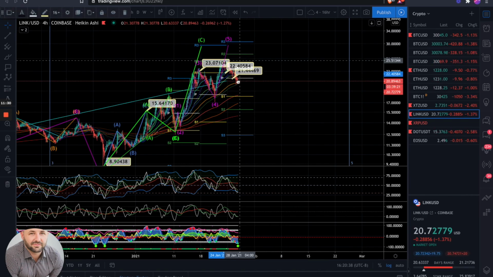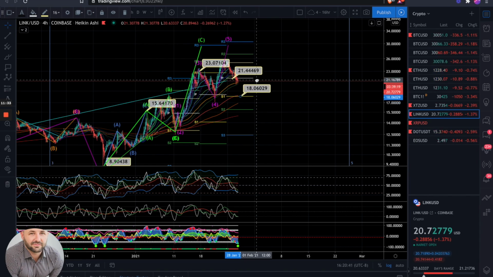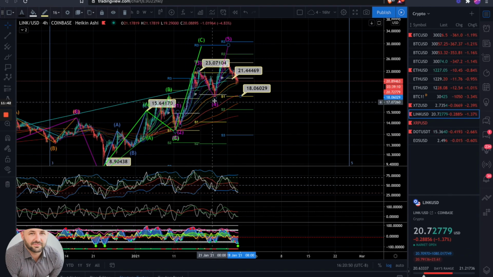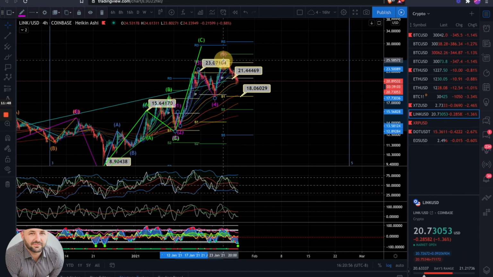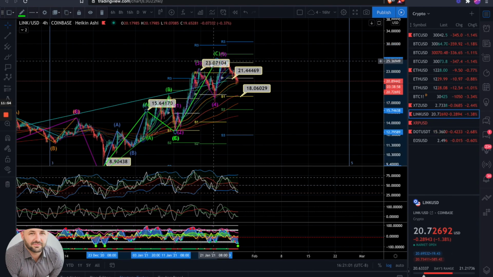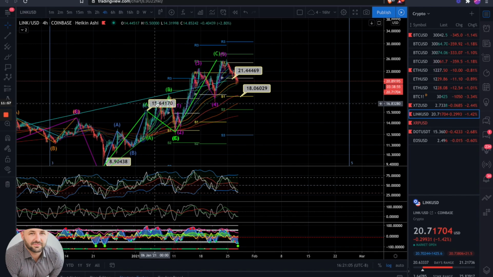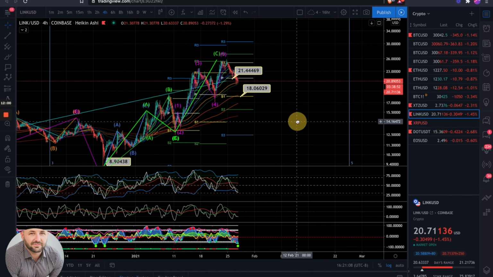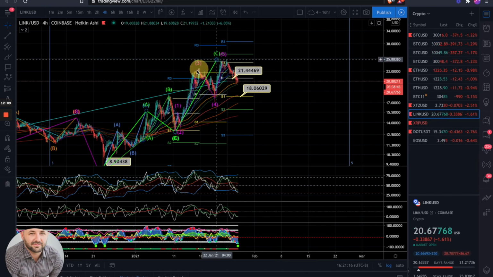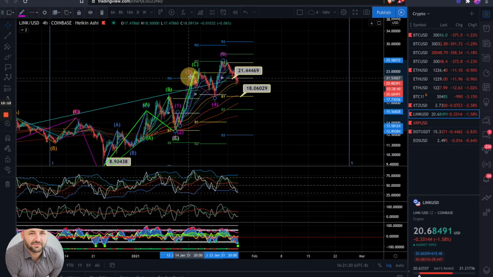So I would not necessarily be leaning towards us going down to 18. We might get a little bounce in between, and then basically with this move here, I would really finish that one off, and then potentially look at this starting a new move here. It's either that, or this would be an A, and this would be an expanded B, and then a C down, actually, is how I would look at that.